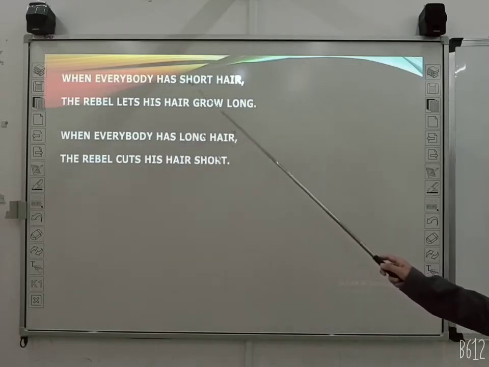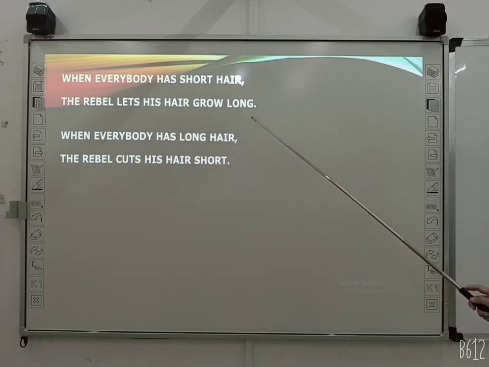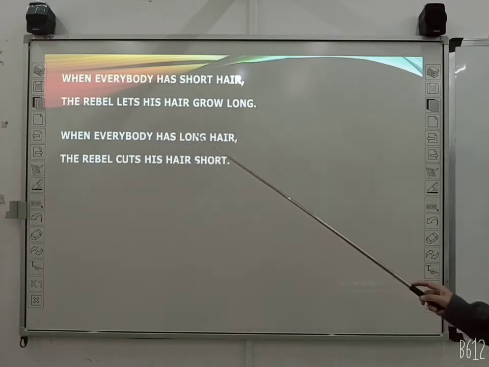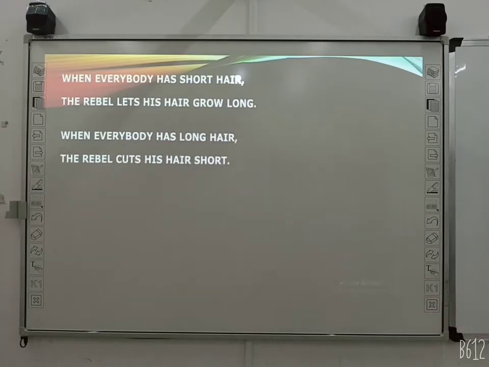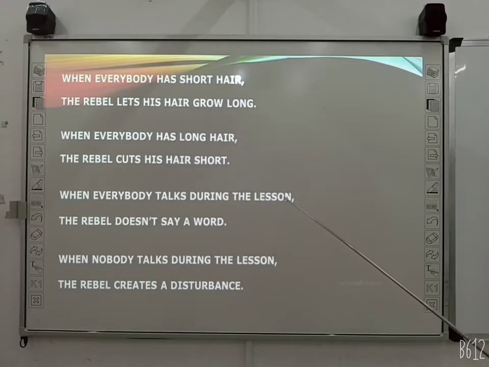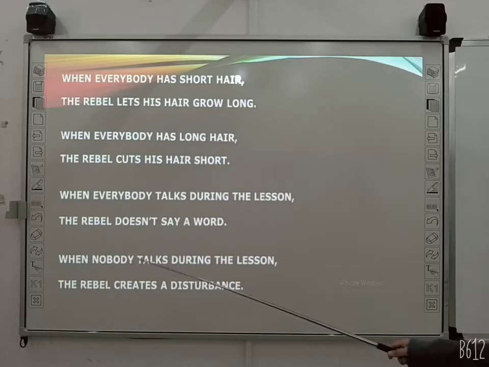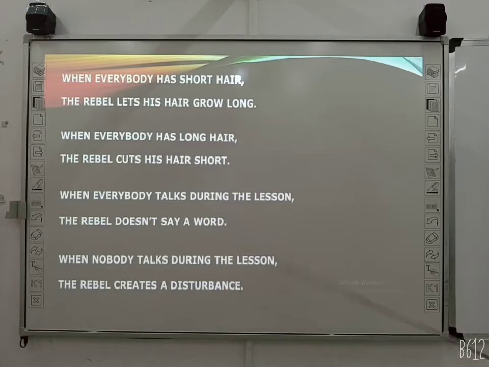When everybody has short hair, the rebel lets his hair grow long. When everybody has long hair, the rebel cuts his hair short. So you see, the language is very simple over here. When everybody talks during the lesson, the rebel doesn't say a word. When nobody talks during the lesson, the rebel creates a disturbance.